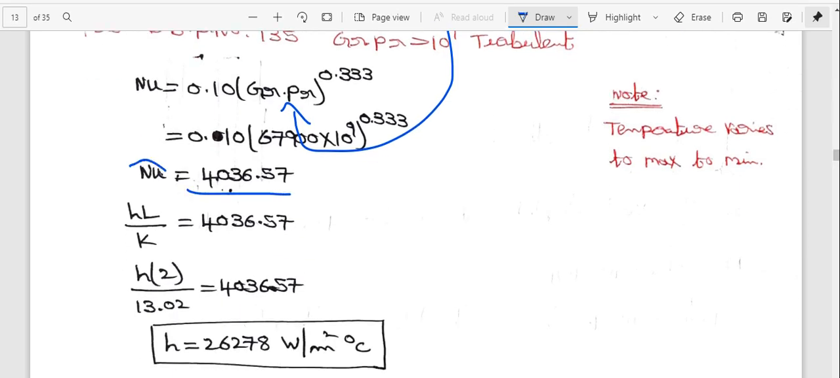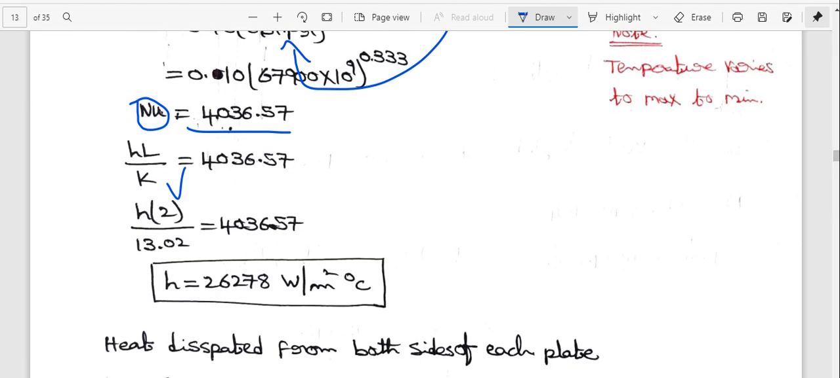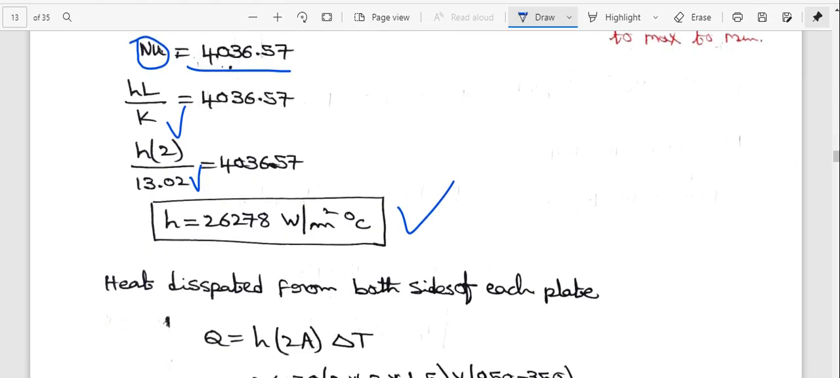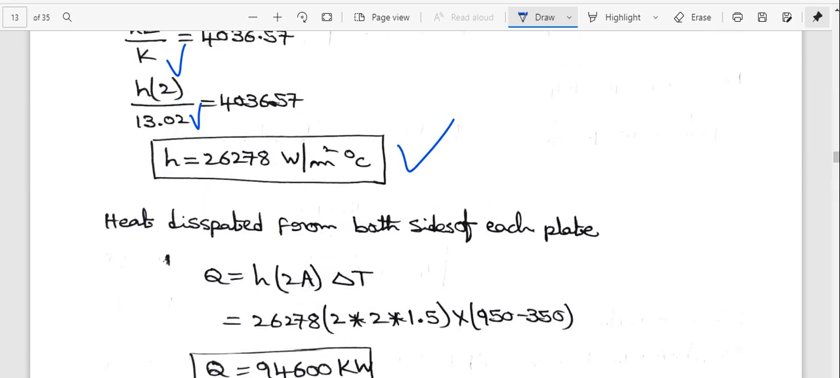So what is the Nusselt number formula? hL by K. L is 2 and K is 13.02, taken from the properties values. So the convective heat transfer coefficient is 2678 watt per meter square degree centigrade. So what is the heat dissipated from both sides of the plate?